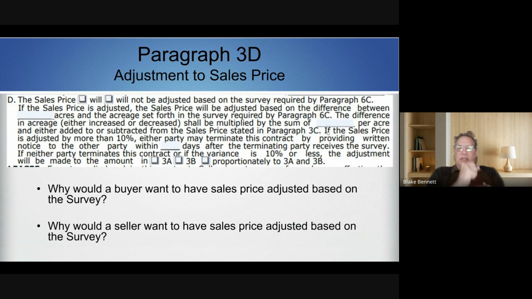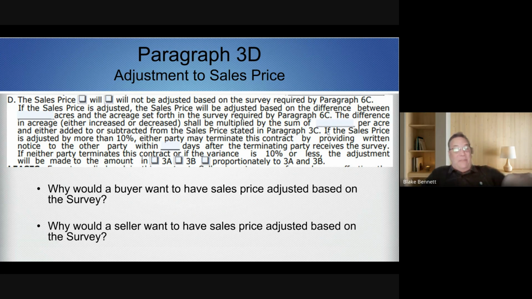Now, this is my very, very favorite paragraph in all the farm and ranch contract. In fact, it's my favorite paragraph of any contract. It's the adjustment to the sales price. It is 3D. Why on earth would the buyer want the sales price to be adjusted based on a survey? This paragraph says you have a list price and a list acreage. If the survey comes in any different, we're going to negotiate through this paragraph how the price will be adjusted based on that new survey.